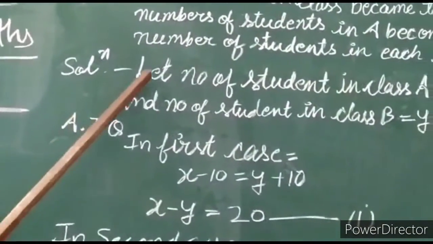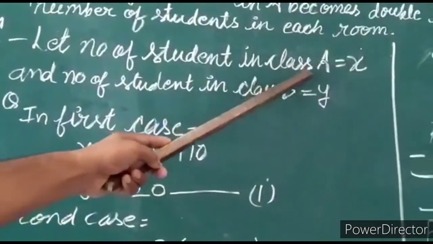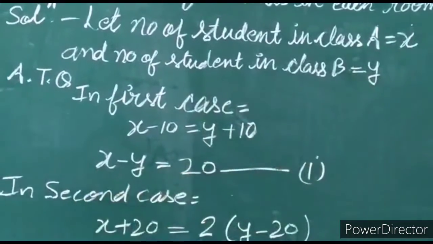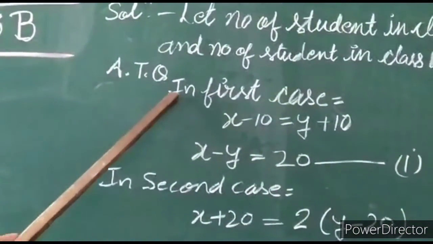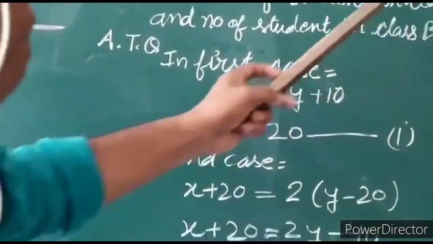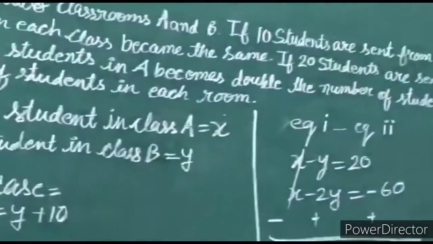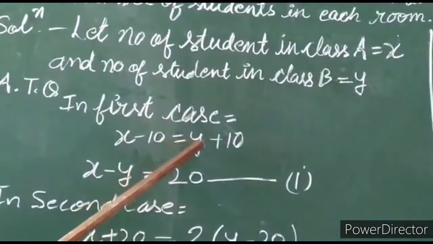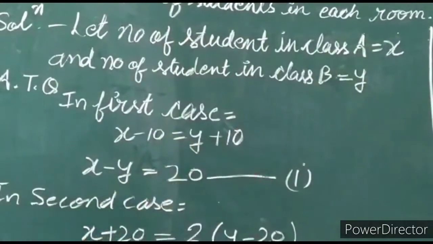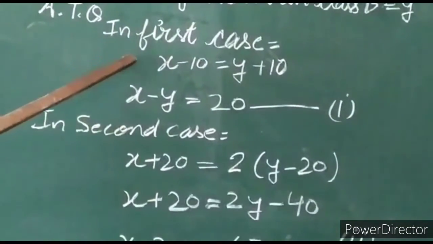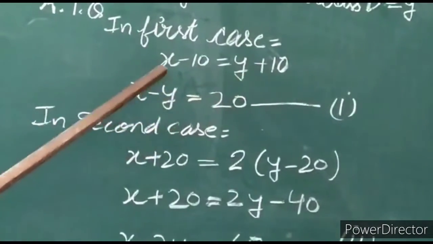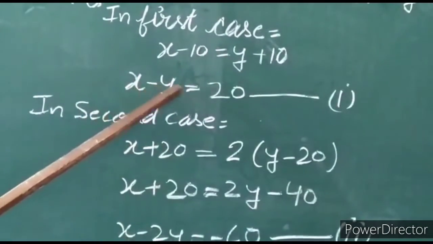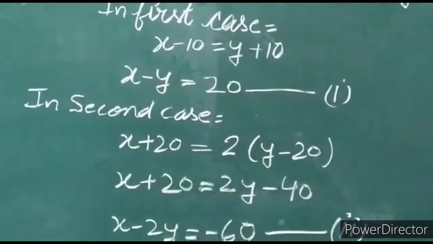Solution of this question will be, let the number of students in class A be x and the number of students in class B be y. Therefore, according to the question, in the first case, when 10 students are sent from A to B, the number of students in class A will be x minus 10 and in class B will be y plus 10. Since the numbers are equal, x minus 10 will be equal to y plus 10, and it will be x minus y is equal to 20, which is our equation first.